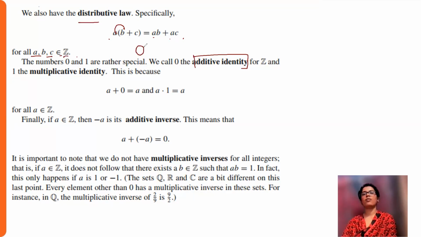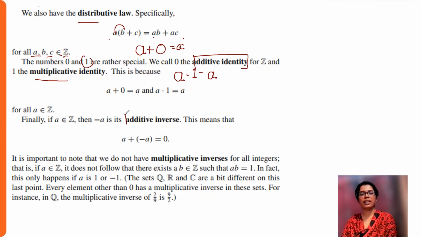That means no matter whatever integer we take, if we add it to 0, we will get the same integer, right? Similarly, the multiplicative identity is 1. So no matter whatever element A we take, if we multiply it by 1, we will get A itself. Right, so these are the properties we have.